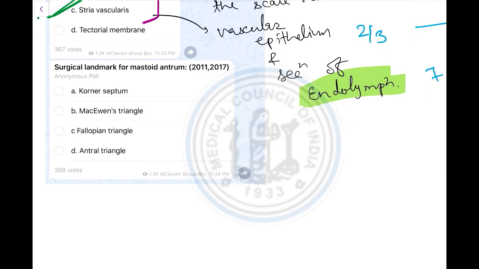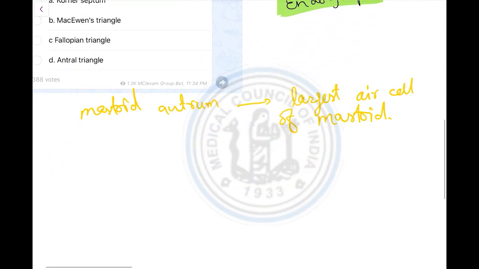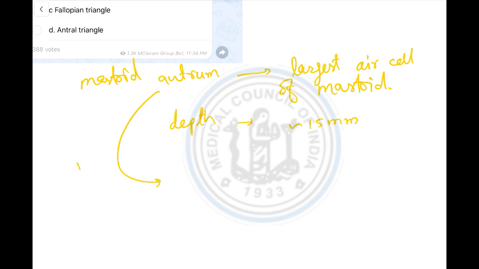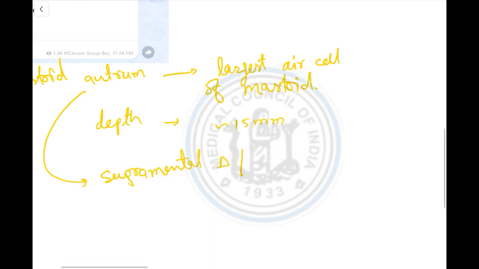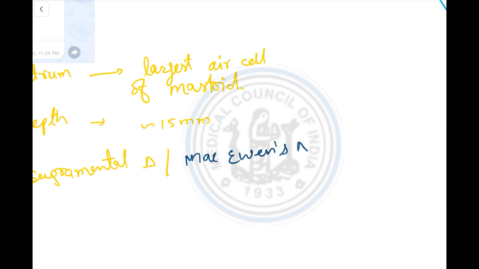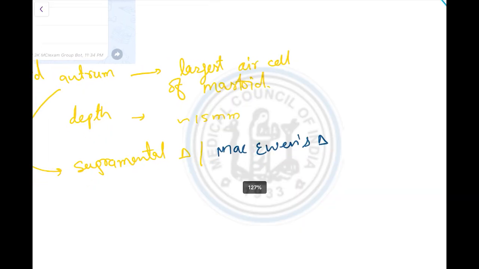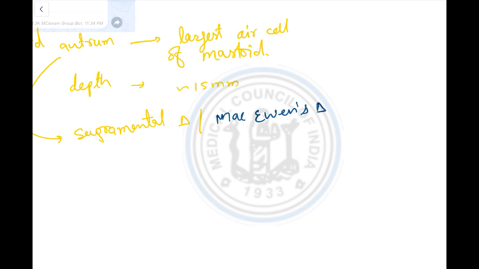Next question: surgical landmark for the mastoid antrum. The mastoid antrum is the largest air cell of the mastoid, and its depth is approximately 15 mm. The antrum is marked externally on the surface of the mastoid by the suprameatal triangle, also called McEwen's triangle. The development of the mastoid is from the squamous and petrous bone.